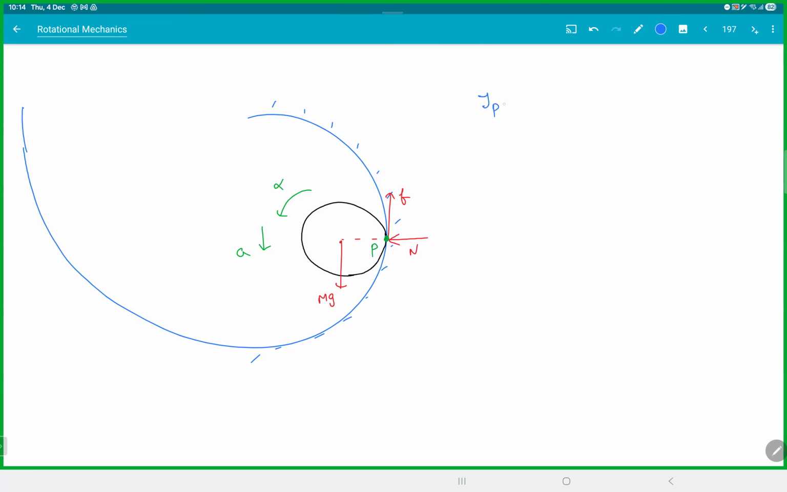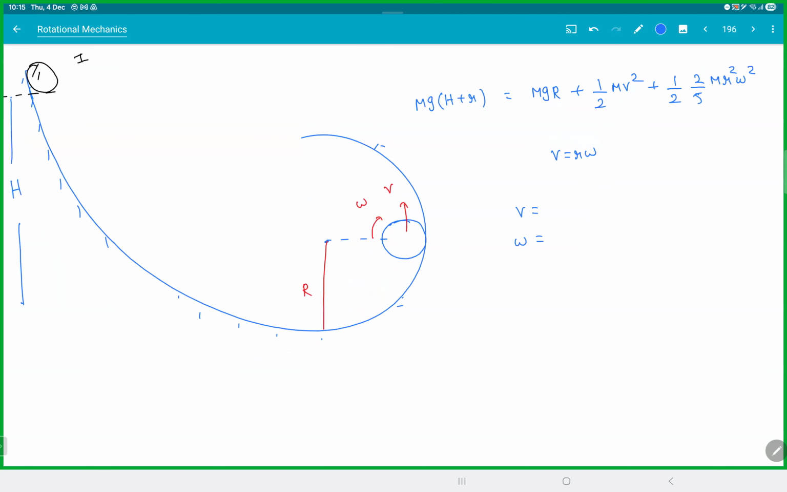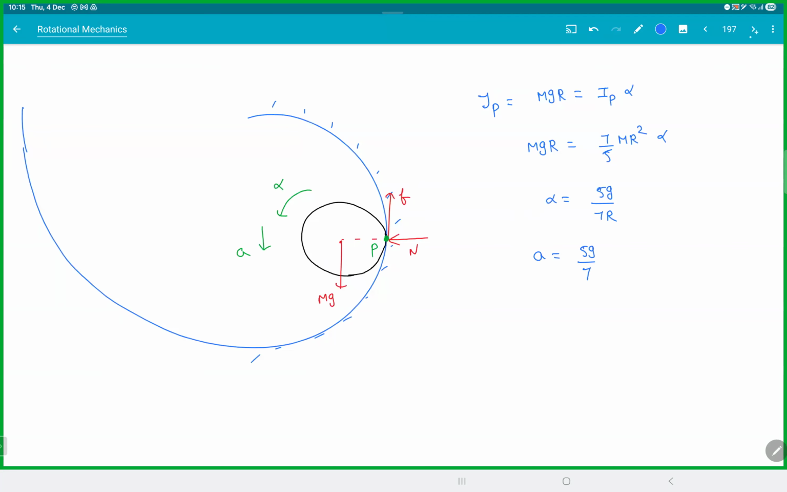Let's call it P. If you take torque about P, there's only the torque of mg, which is mg into r, equal to I about the point P into alpha. We get mgr equals I about P, for a solid sphere 7 by 5 mr square, times alpha. Alpha will be 5g by 7r, so the acceleration will be 5g by 7. So at that instant, the sphere is decelerating with a and it is also rotating with alpha. Clear with everything? So we got v, omega, a, alpha: the velocity, omega, acceleration, and angular acceleration at that instant.